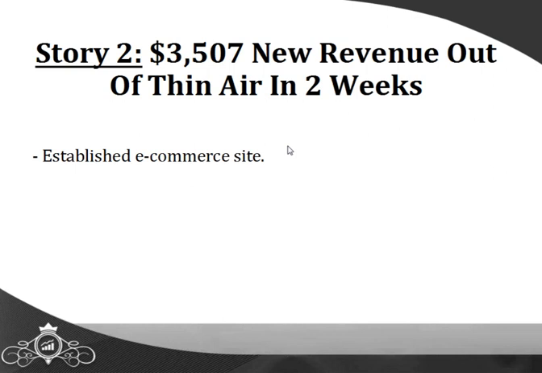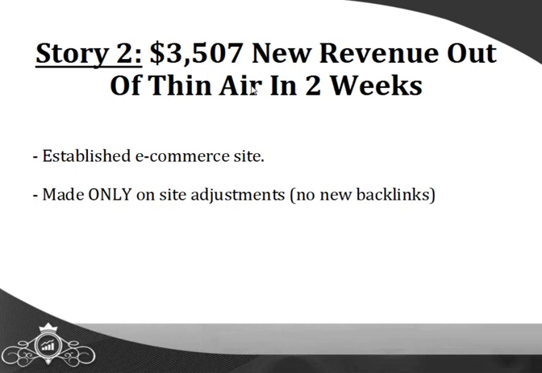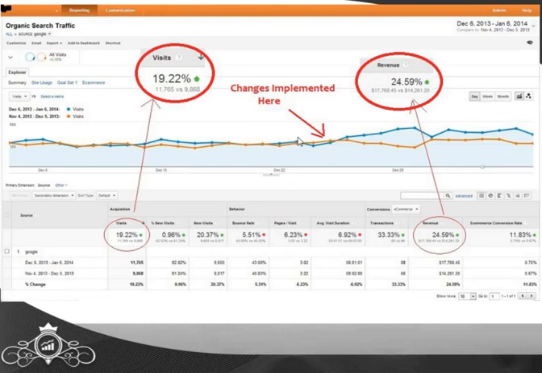It was doing reasonably well. To create this result, we implemented only on-site adjustments. That means we added no new content to this site and no new backlinks. The traffic you're going to see is all free traffic. So this is a screenshot from Google Analytics on this site.